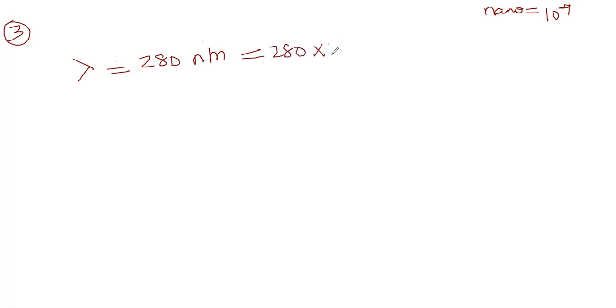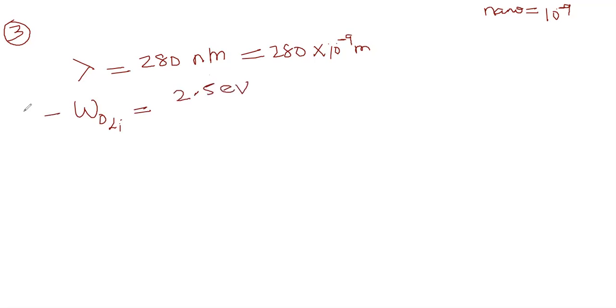Ultraviolet beam of wavelength they have given. Ultraviolet beam of wavelength 280 nanometer. What is nanometer? Whenever this word nano is there, nanometer means 10 power minus 9. So this is 280 into 10 power minus 9 meters. First write that. Is incident on lithium surface of work function. How much is the work function of the lithium surface? 2.5 eV. 2.5 electron volts.